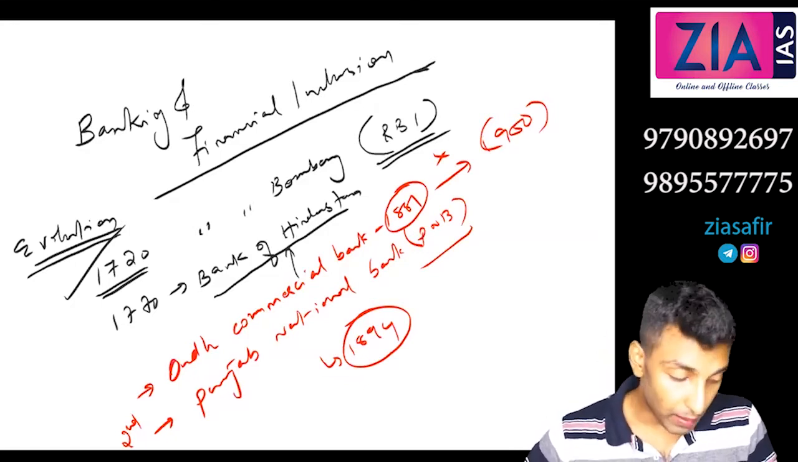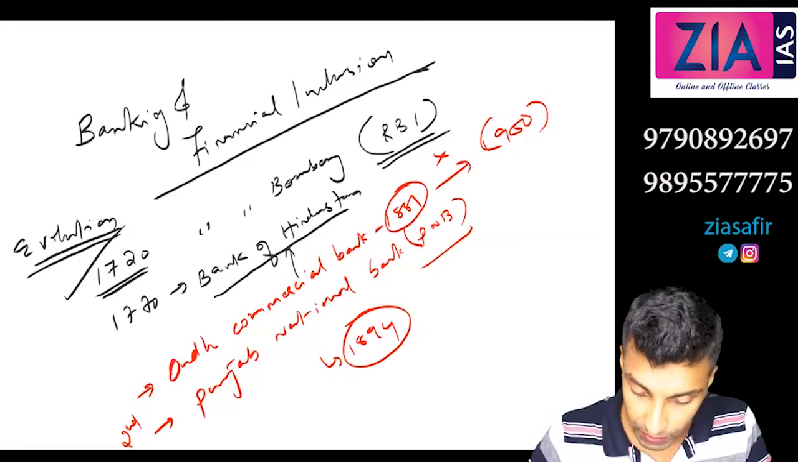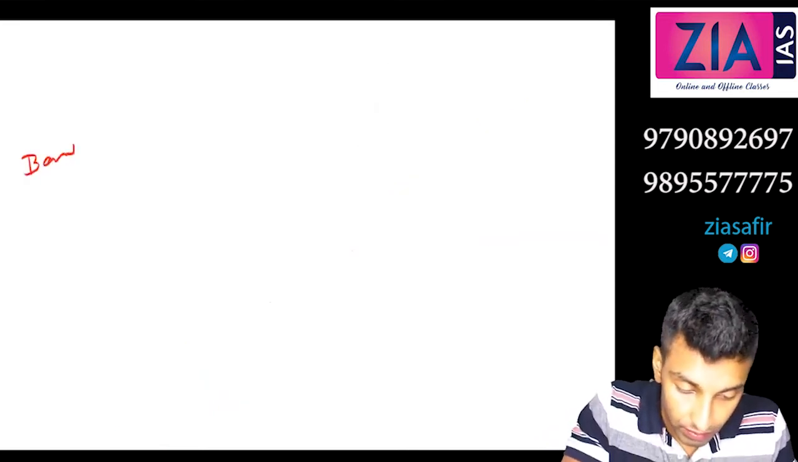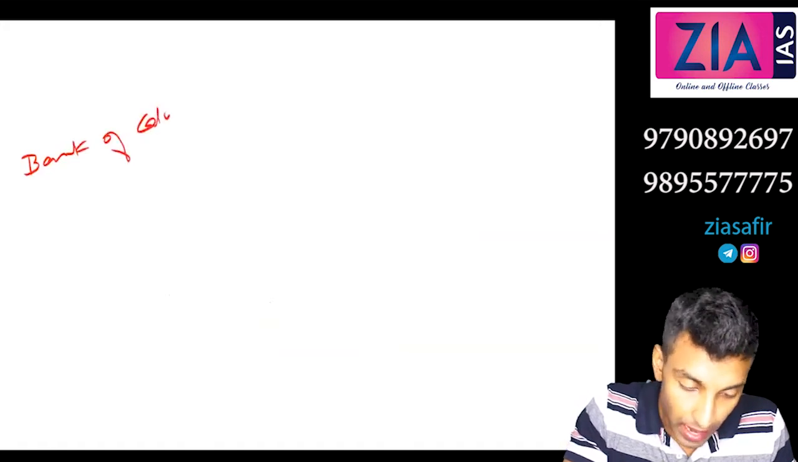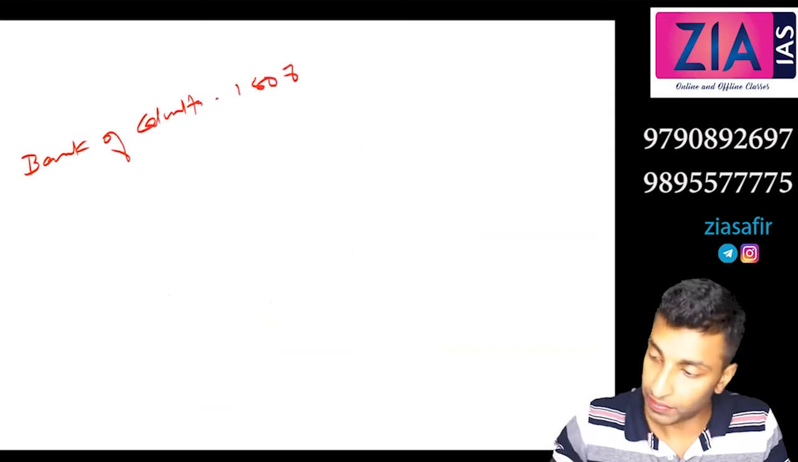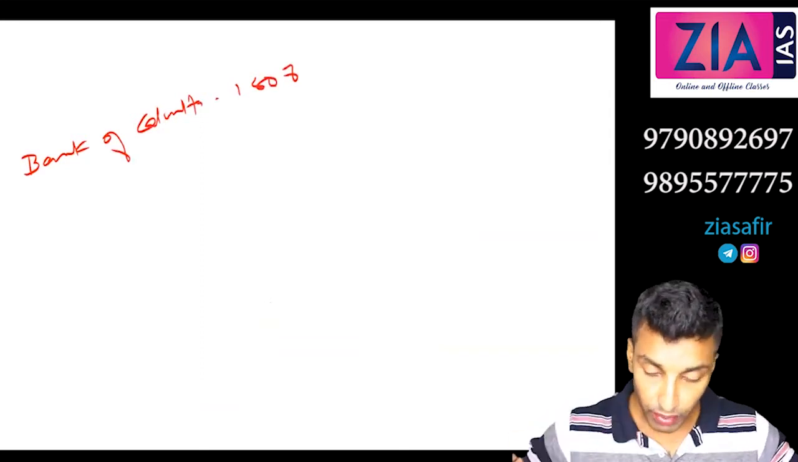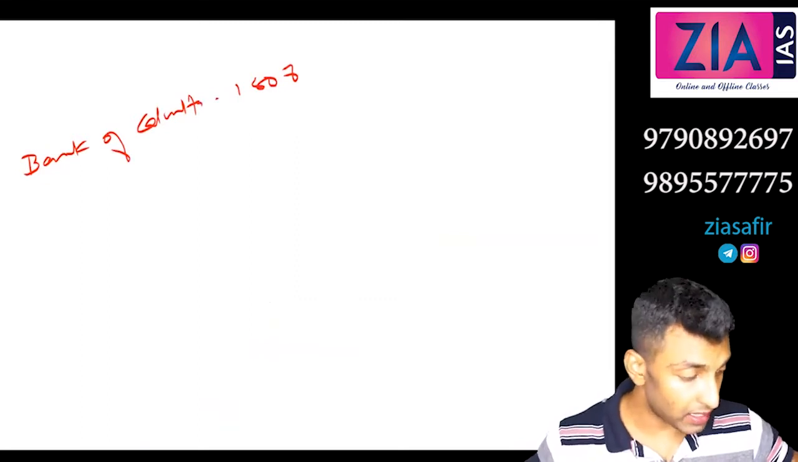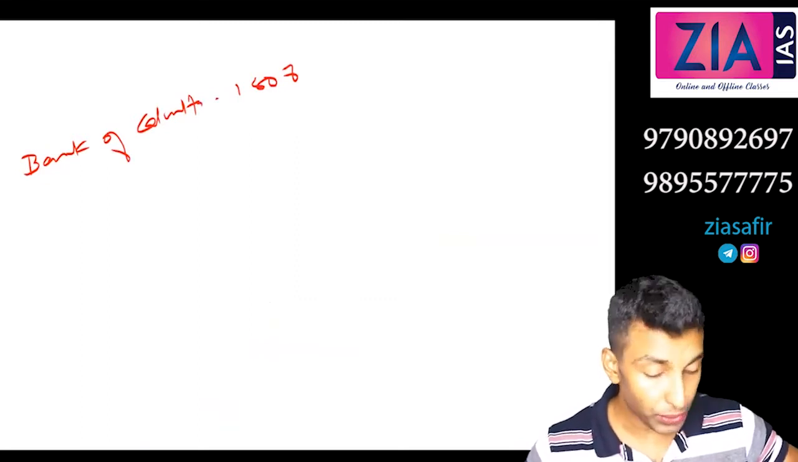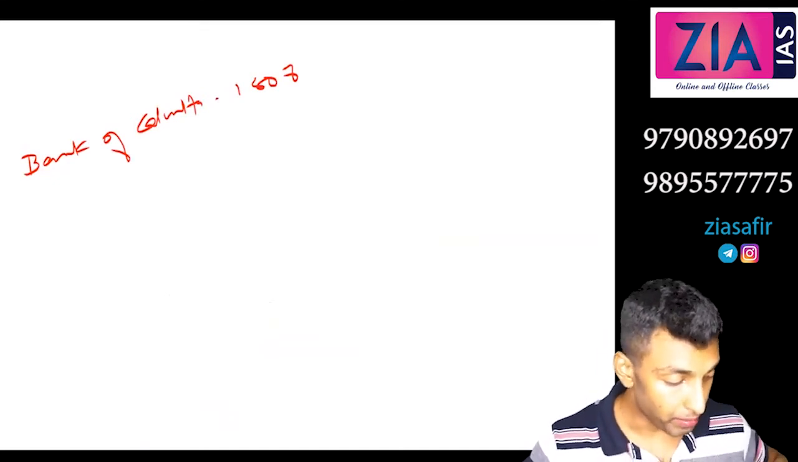The first bank established by East India Company. Any idea? Bank of Calcutta, 1806. It was later renamed as Presidency Bank of Bengal. You can write that also.